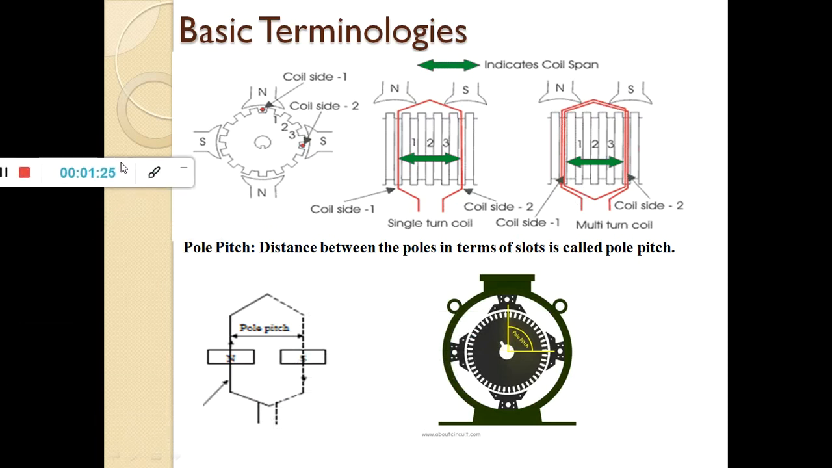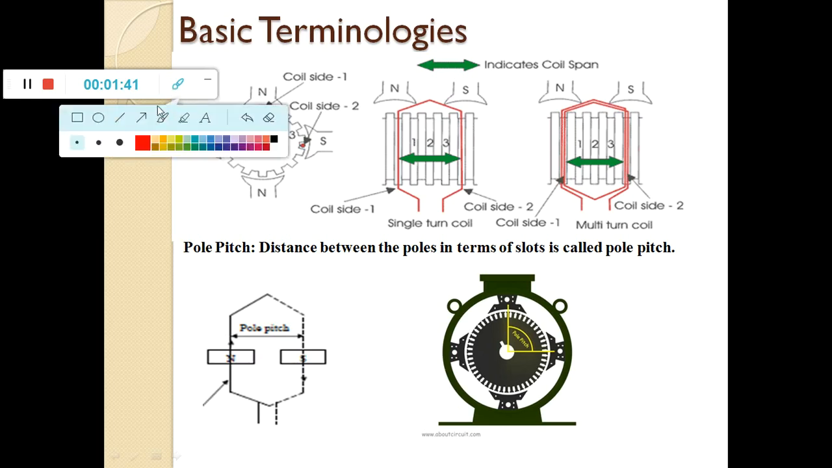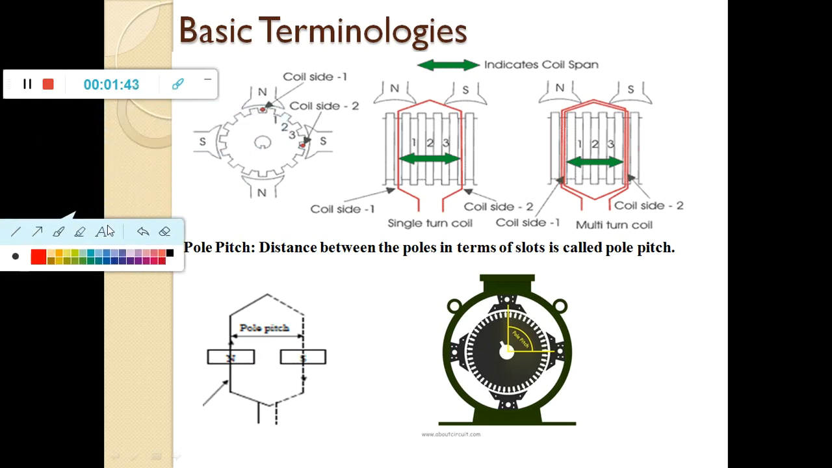Before going to the core topic of today's session, let us understand some basic terminologies regarding conductor, turns, pole pitch, and so on. In this diagram, you can see that we have slots and there is a conductor inside a slot. This is nothing but your coil side 1.